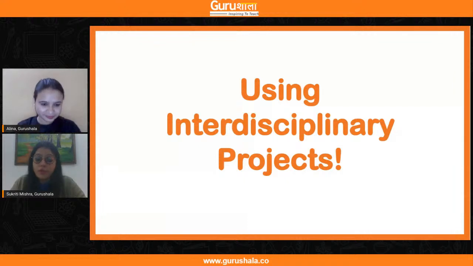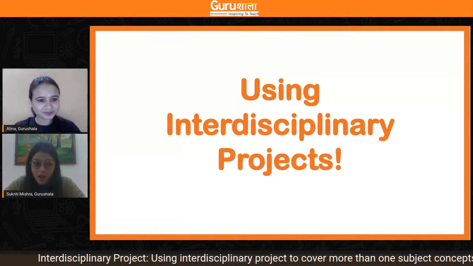So, Alina, now moving ahead, we showed our teachers how they can use content resources from Guru Shala's library. Under the create section, another thing that Guru Shala always stresses on is using interdisciplinary projects. So this is one kind of resource which we feel is really important in students' education, because we see education as a very holistic growth strategy. Which is why we encourage teachers to use interdisciplinary projects for teaching their students. So, Alina, let's see what interdisciplinary projects are.